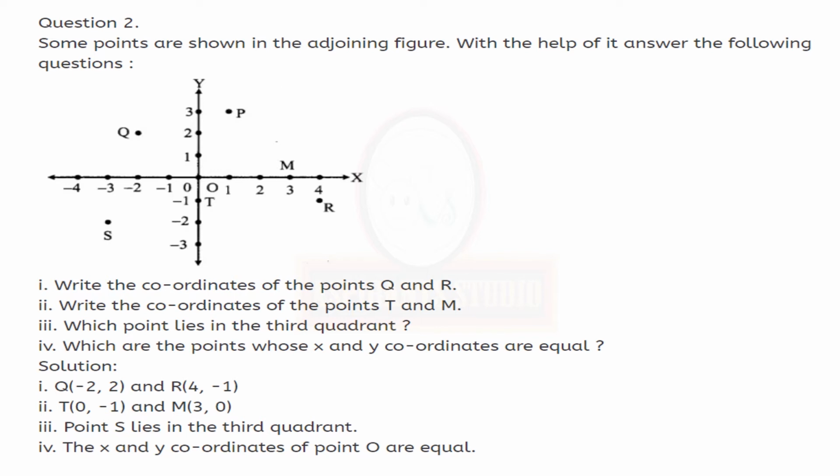Now coming to the third one. Which point lies in the third quadrant? Look at the third quadrant. Point S lies in the third quadrant. Now coming to the fourth one. Which are the points whose x and y coordinates are equal? The origin is (0, 0). In this figure, origin is denoted by capital letter O. The x and y coordinates of point O are equal.